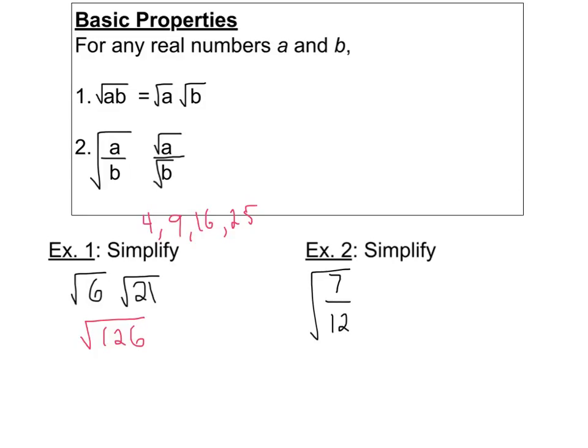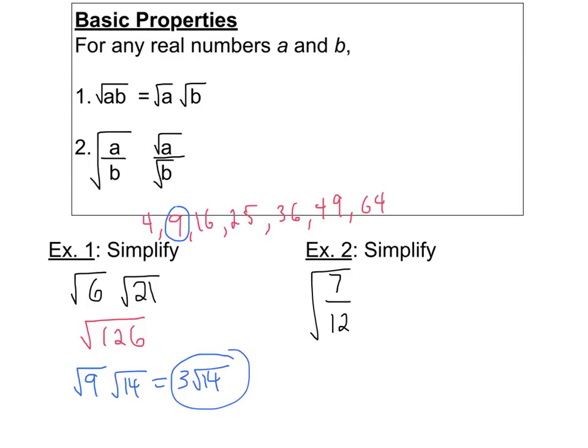This expands the possibilities because now instead of checking up to 25 for perfect squares, I can check up to a lot more. So I'm looking for a perfect square factor of 126, and it looks like 9 is going to do the trick. Okay, 9 goes into 126 evenly with no remainder, so I can break up this square root into the square root of 9 times the square root of 14. And now we just need to rewrite the square root of 9 as a whole number. Square root of 9 is equal to 3, so our final answer here will be 3 times the square root of 14.